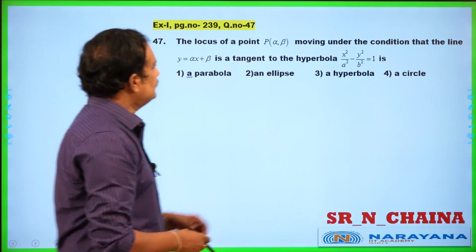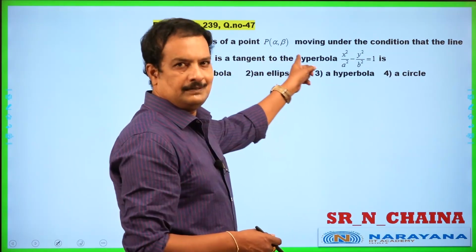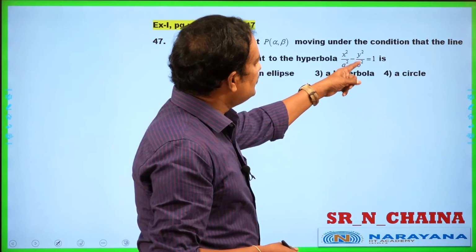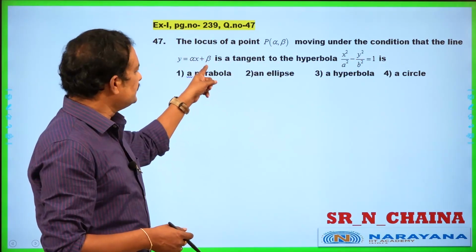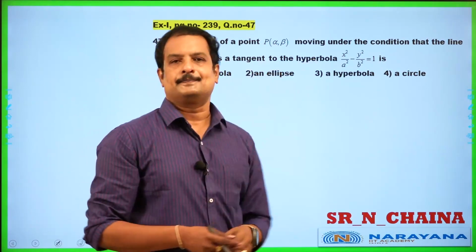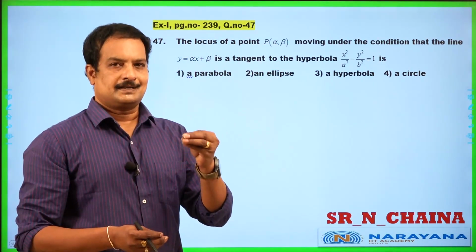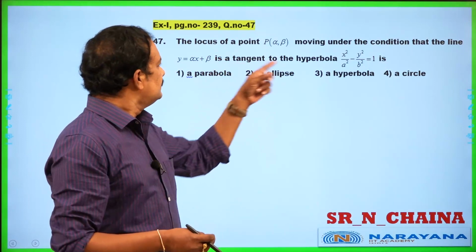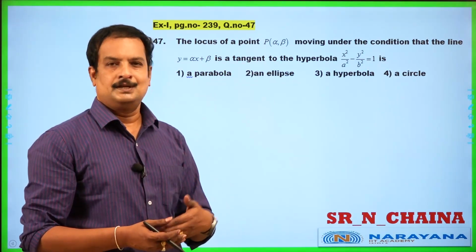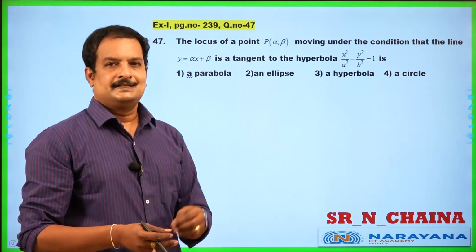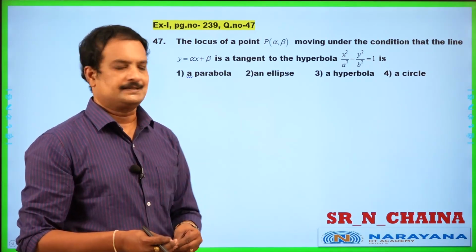Okay. Now in this case, we want the locus of the point alpha comma beta moving under the conditions. What is that? That the line y equal to alpha x plus beta is a tangent to the hyperbola. So it is moving under the condition that it is a tangent to the hyperbola. If it is a tangent to the hyperbola, what is the condition to be satisfied? c square equal to a square m square minus b square.